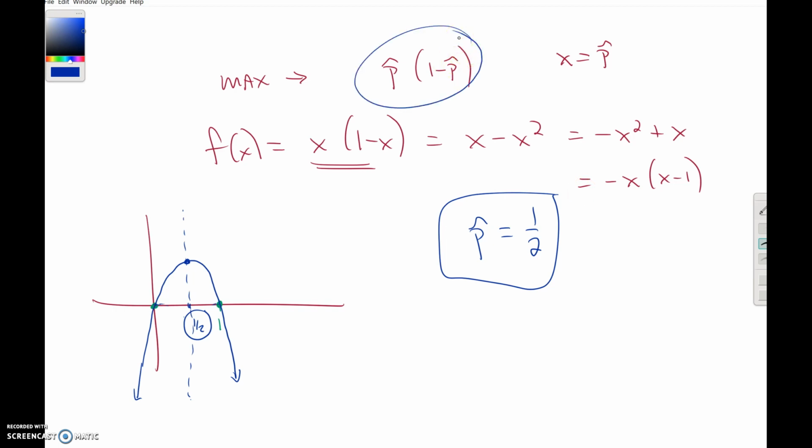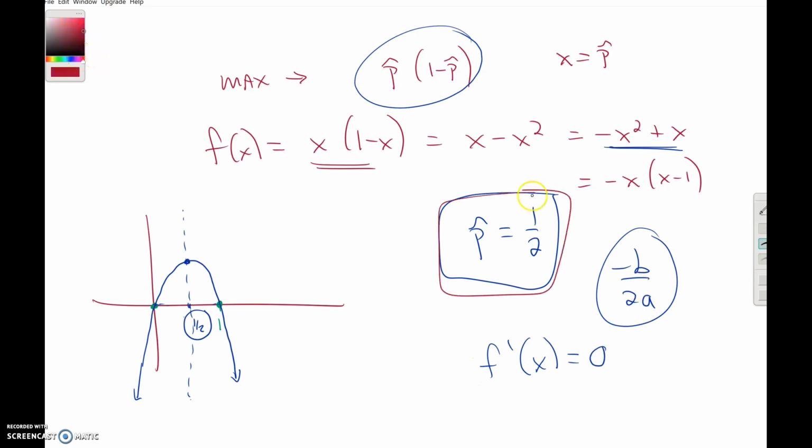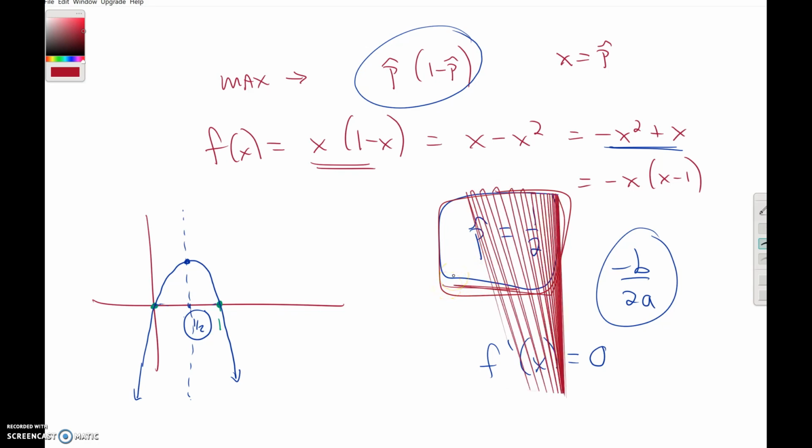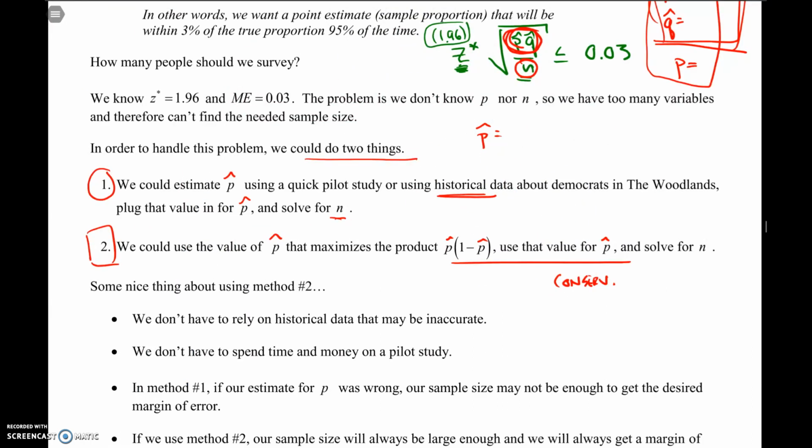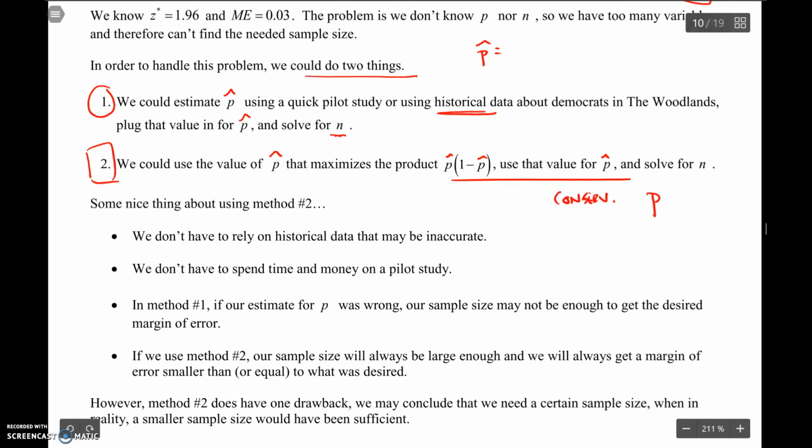Other ways you could do it, you could complete the square and put it in vertex form. You could do negative b over 2a and get it that way. If you're in calculus, you could find f prime of x and set it equal to 0. Whatever, this isn't a math class, we don't care. We do care, I'm just saying it's not required for this class, so we don't need to worry about it. What you do need to know is that this is the maximum value. Okay? So we could just put in p-hat equals 0.5.